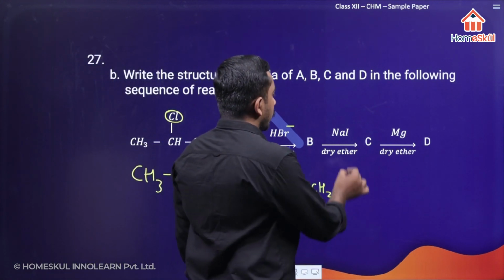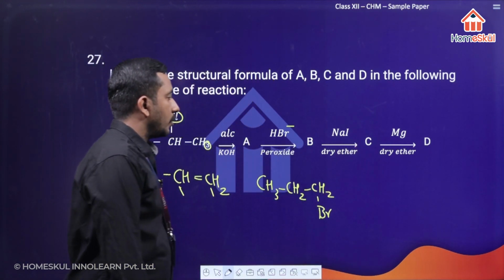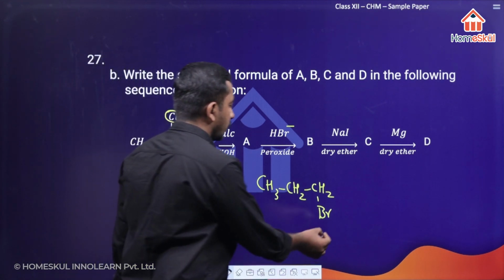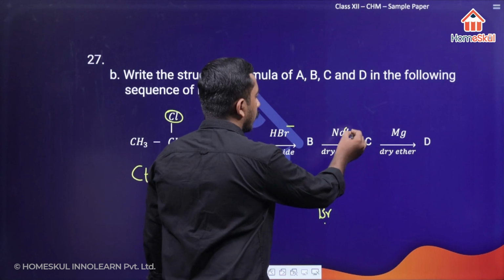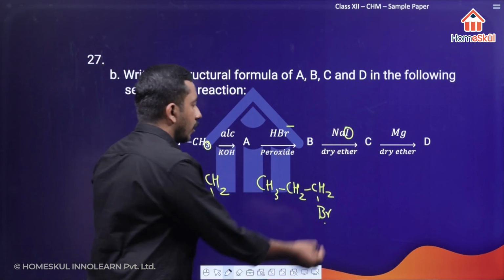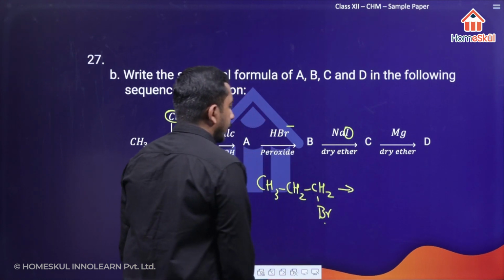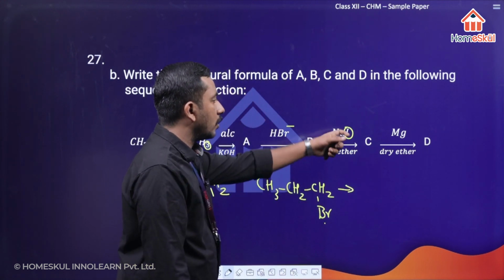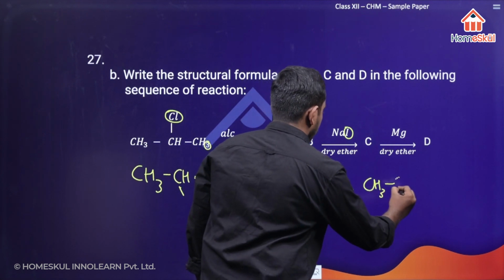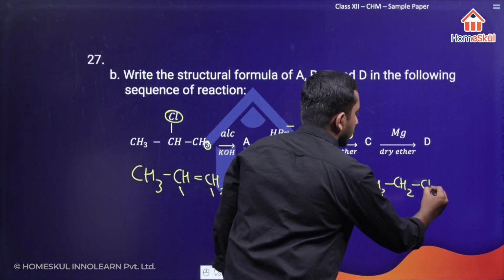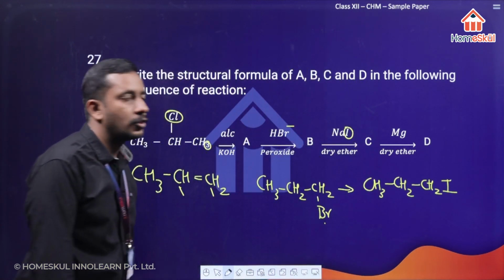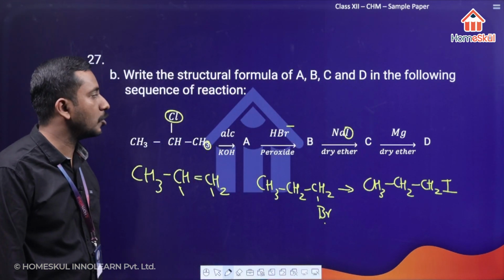The next reaction is with sodium iodide in dry ether. That is going to be a substitution reaction. The bromine present here is going to get substituted with iodine. That is a way to prepare alkyl iodides. So we will get the product where the bromine is substituted by iodine. Our product will be CH3, CH2, CH2I. So propyl iodide will be the product obtained.